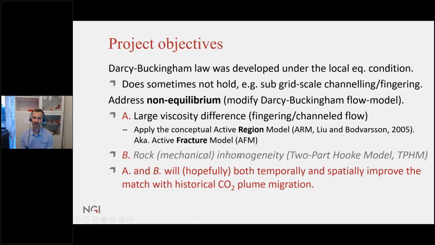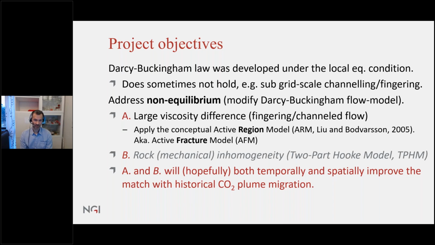So what I wanted to do in this project was, well, the Darcy-Buckingham law was developed for local equilibrium conditions, which does not always hold. So in this project, I wanted to look at 2 aspects that can address this non-equilibrium and also possibly the transient mismatch in the CO2 migration.